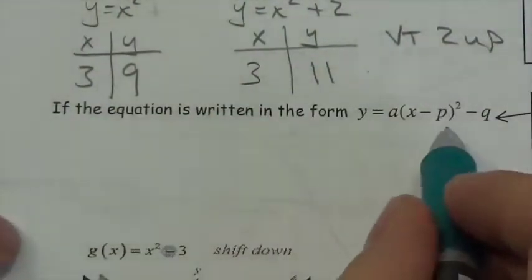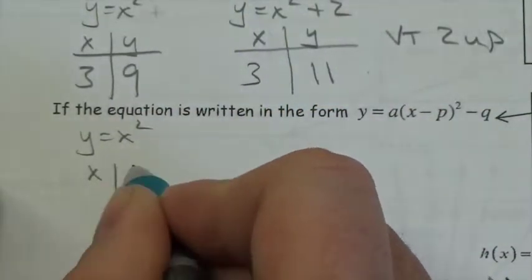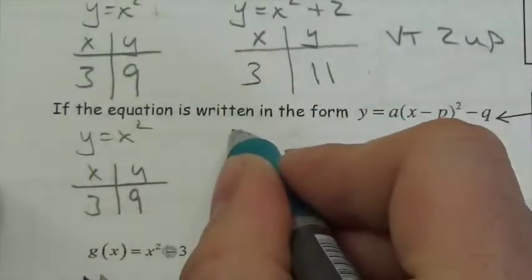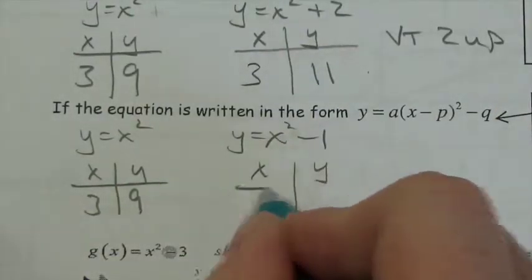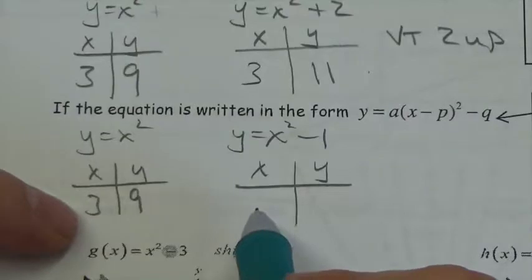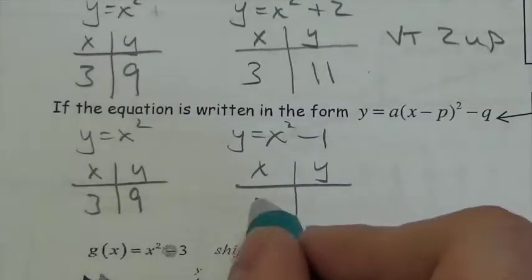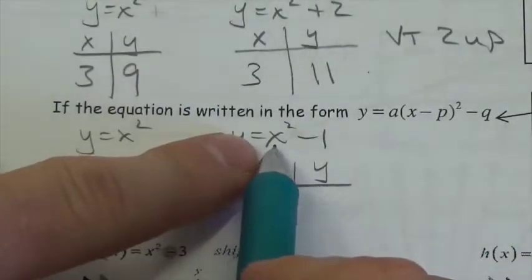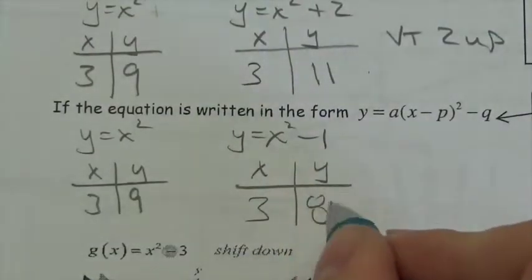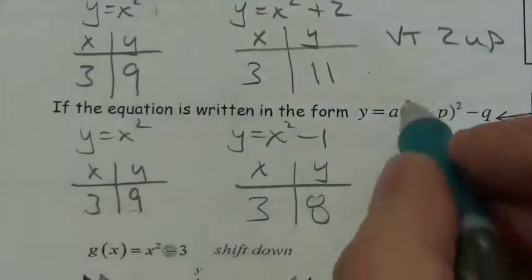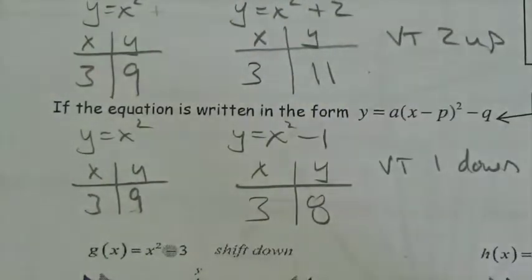Now, if I subtract a value, let's do the whole thing again. y equals x squared, x, y, 3, 9. If I go y is equal to x squared, this time let's say minus 1. Again, x, y. Same argument here. I'm not changing the x coordinate. Whatever's being squared stays the same. So let's say it's just 3. But 3 squared is 9, minus 1, it's going to become 8. You can see the value of the y coordinate has dropped. So the vertical translation here is 1 down. It has gotten 1 unit smaller.